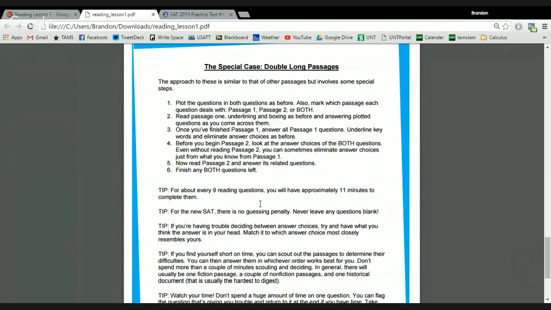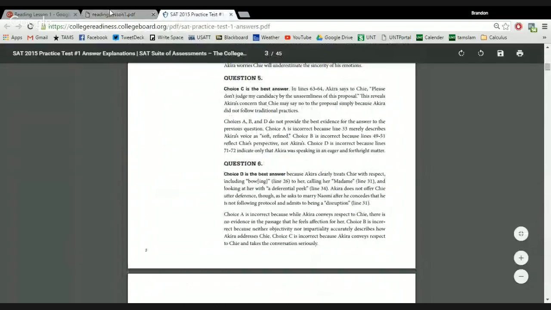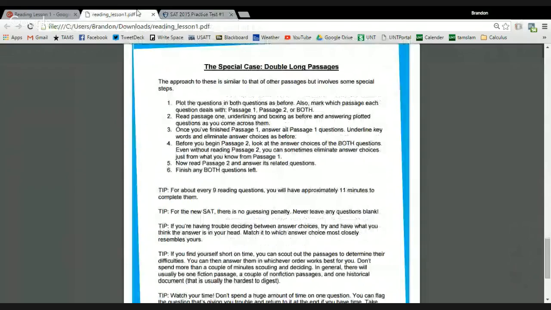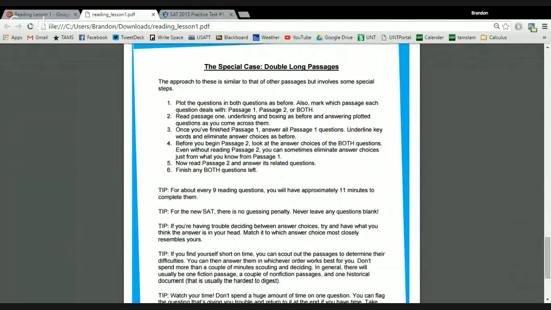So, like I said, with the regular one passage, you want to plot your questions. We're basically doing the same thing, but with two passages. Now, how would you do that? Let's go to one of the double passages of this practice test.